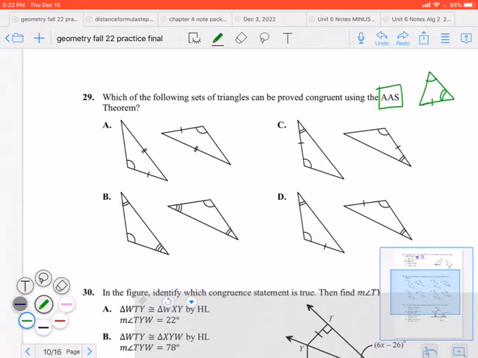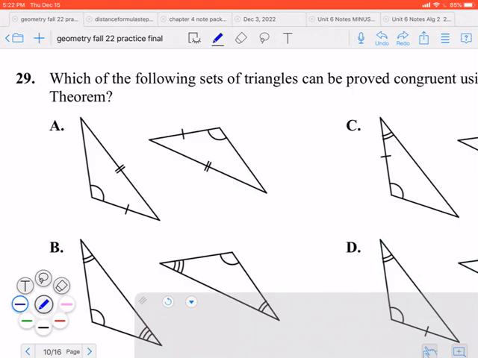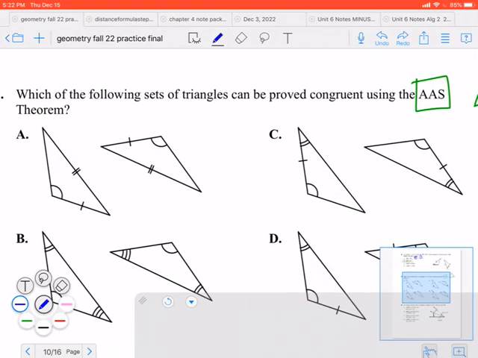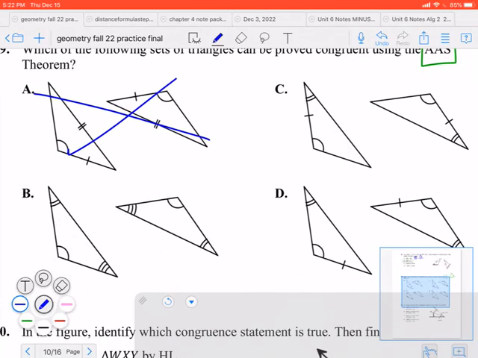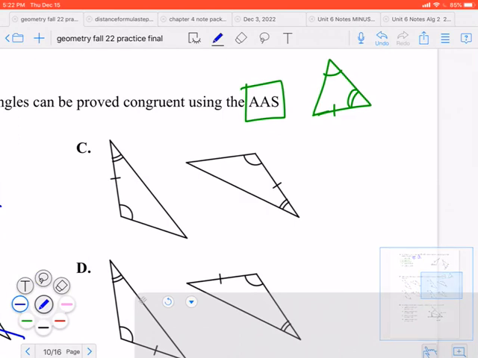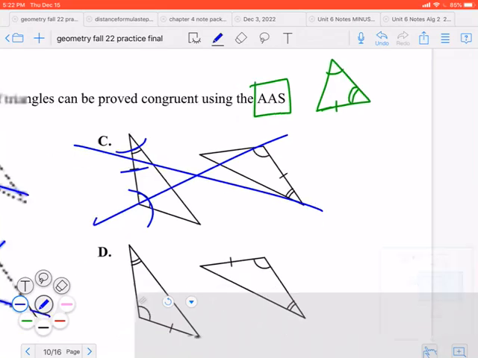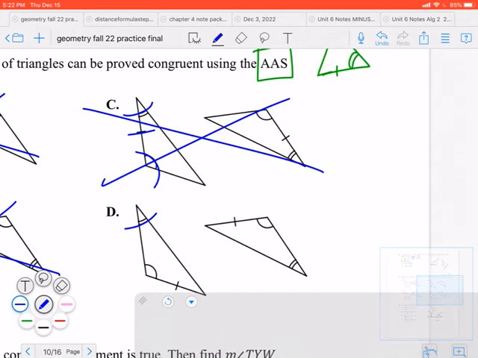So let's go through each of these here. We have two sides and an angle. That's not even two angles and a side. Letter B has three angles. That's not it. Letter C has angle, side, angle. That's not what we're looking for. Letter D, I hope this one works. Angle, angle, side. Aha.